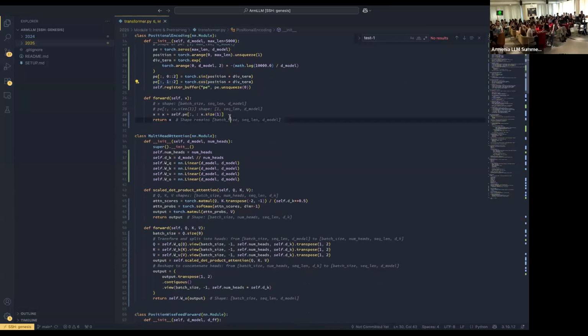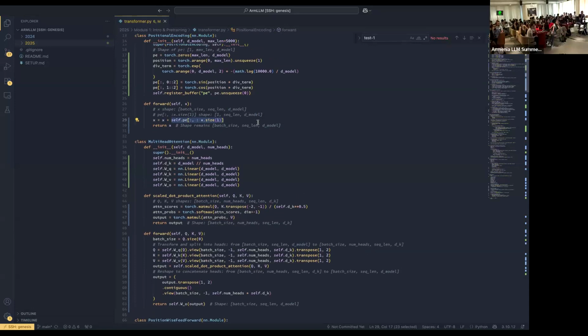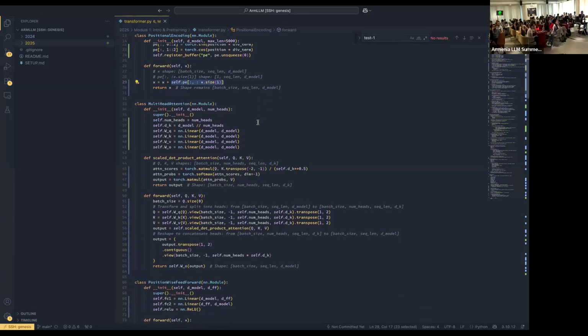And embedding is very simple. I mean, all you do is it's additive to the original embedding. So you just slice the positional embeddings for however long your current input is. And yeah, that's about it. And this is probably the most complex portion of this implementation.